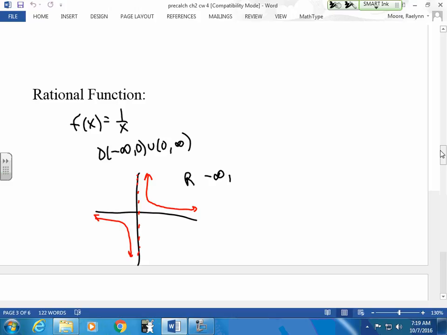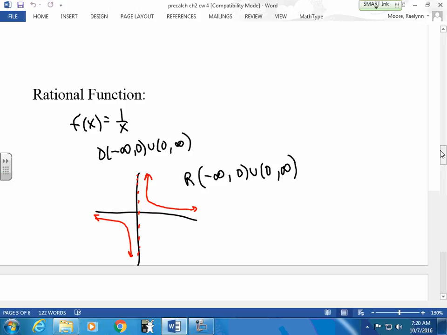Negative infinity to? What happens right here? It doesn't hit that guy. It bounces over that. So it's got the same range and the same domain. And as we do this, we're going to see more rules for this. If the exponent is larger in the denominator than the numerator, you're going to see that your asymptote is y equals 0. But we're going to do that at another time.